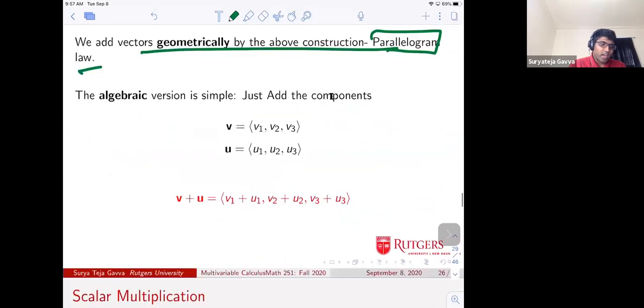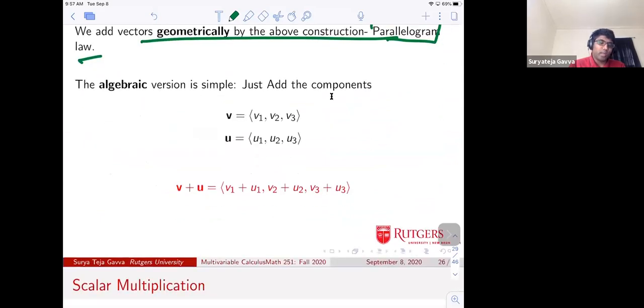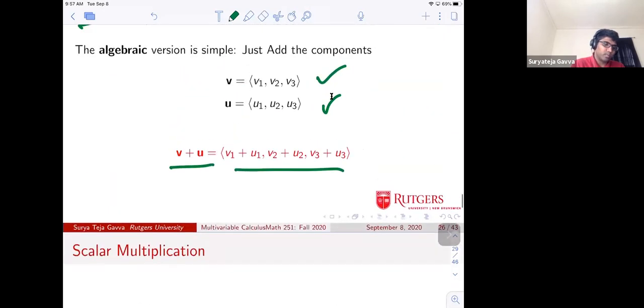Okay, but now how do I add them algebraically? The algebraic version of addition is quite simple. If I have u is u1, u2, u3, and v is v1, v2, v3, the sum of the vectors is just you sum the components. So you add the first components, the second components, and the third components.